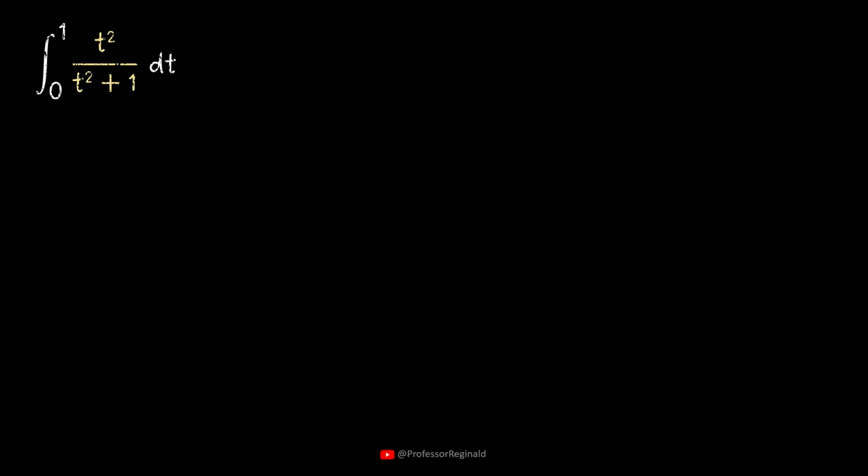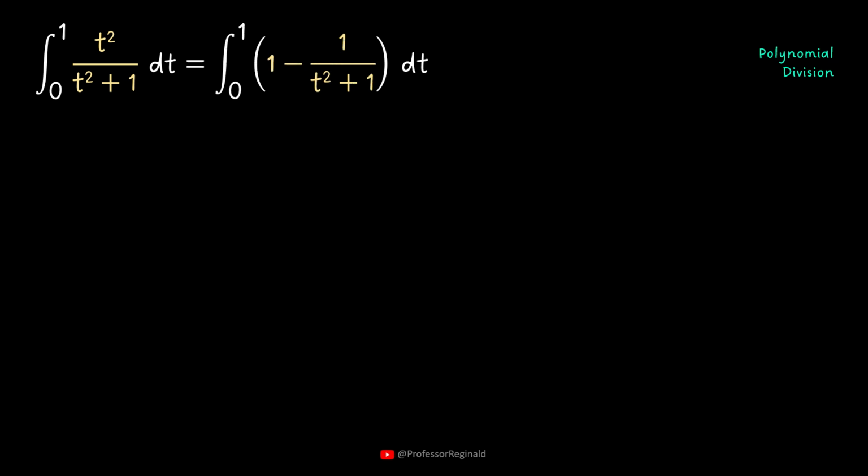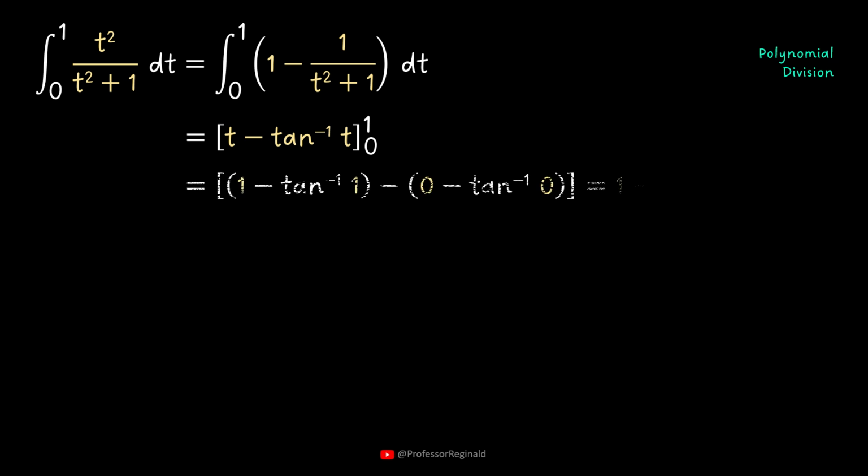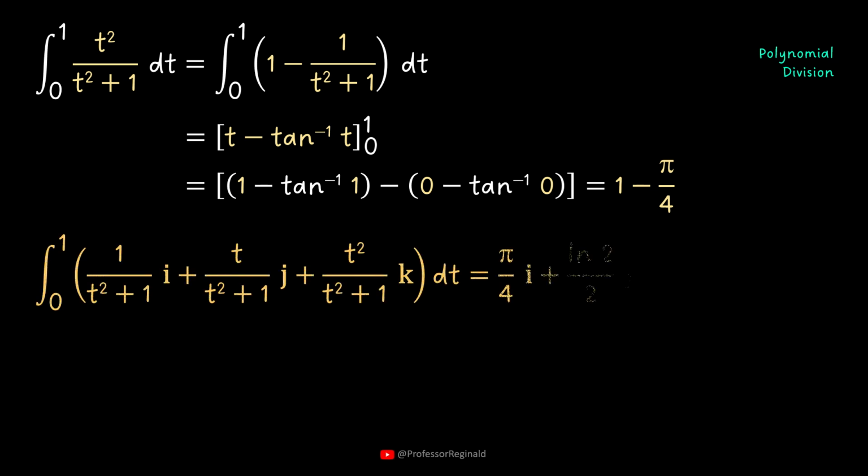For the third component function, rewrite the integrand first by polynomial division. And then integrate each term using a basic integration rule and an inverse trigonometric function rule. Evaluate using the fundamental theorem of calculus. Combine the three results into one vector. Thus, this constant vector is the definite integral of the given vector-valued function.